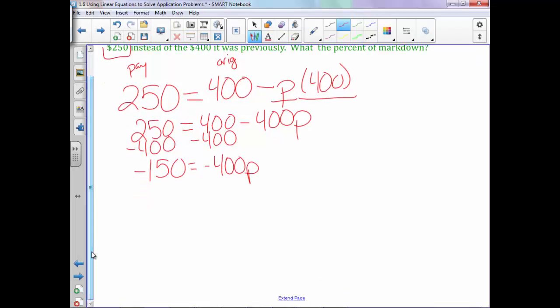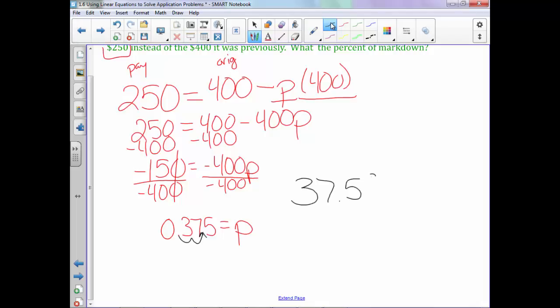We still have to get the p by itself, so divide both sides by negative 400. We can divide a 10 out from both of them. And then we have negative 15 over 40. If you do your long division, we'll get 0.375 equals p. Remember, we want it as a percent. So for percents, you want to move that decimal place 2 spots. So 37.5% was how much the phone was marked down. That's how much on sale it is.